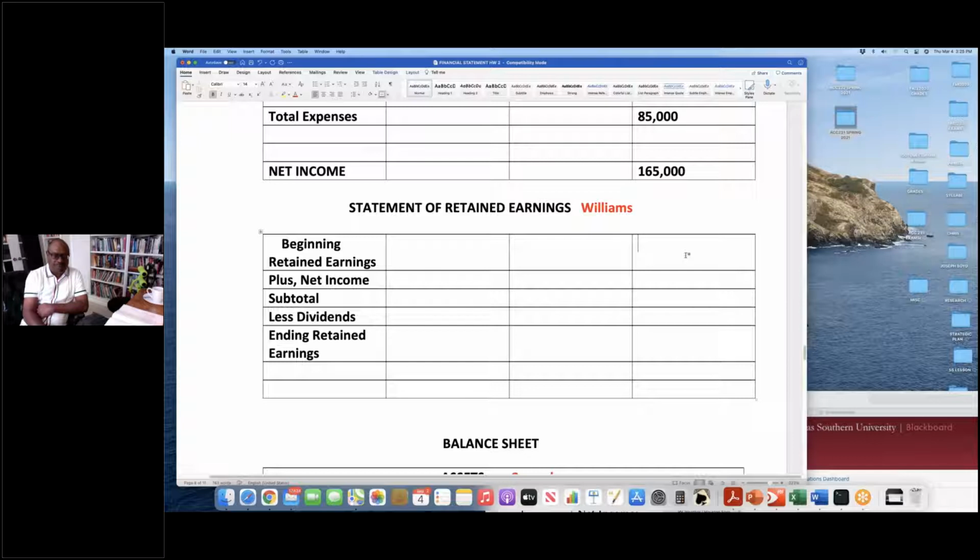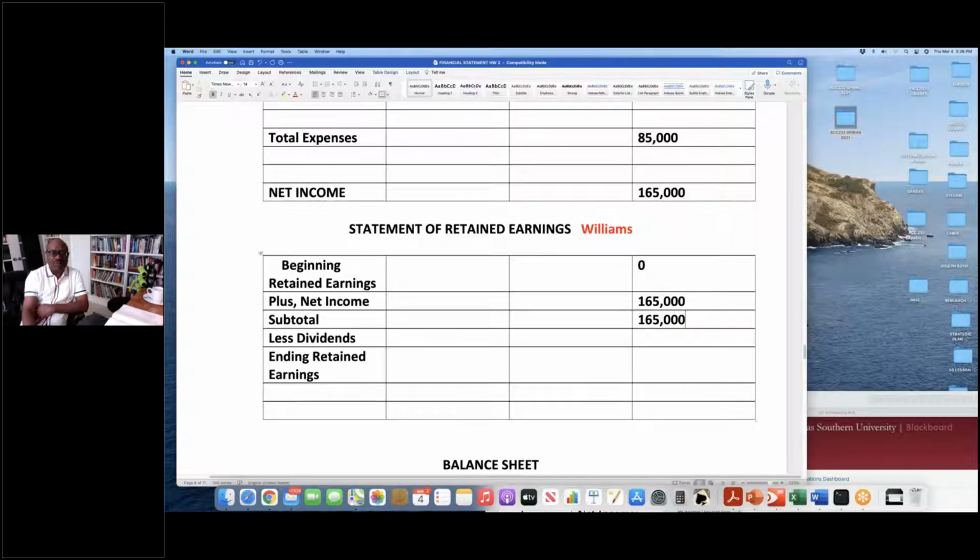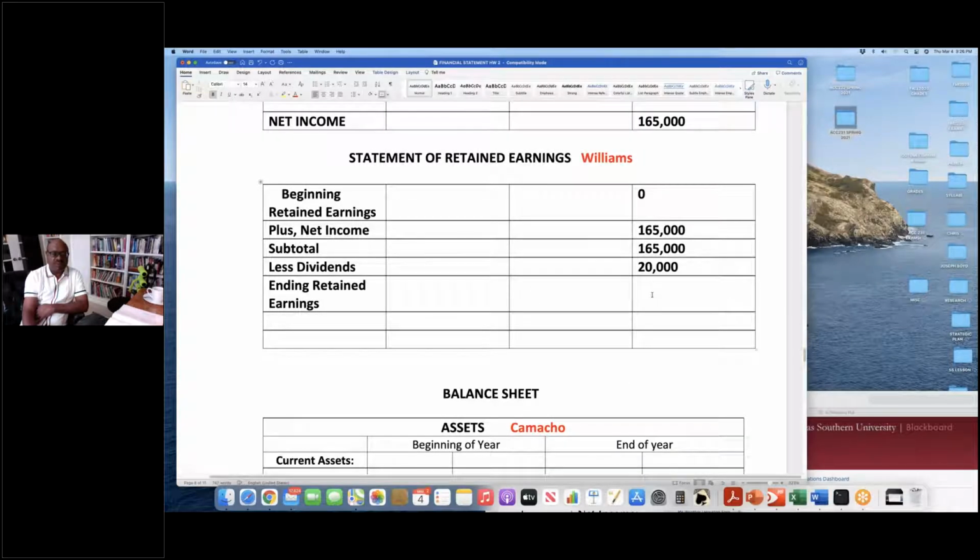My journal entries were off. I was over $50,000 with my trial balance. But anyway, for the statement of retained earnings. For the beginning, retained earnings was 0. Net income is $165,000. Subtotal, 165,000. Subtract 20,000 for your dividends, and your ending is 145,000.